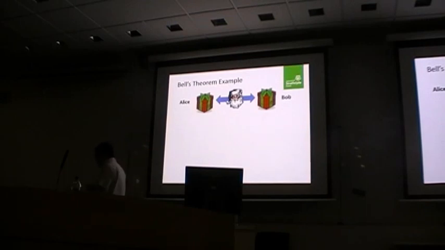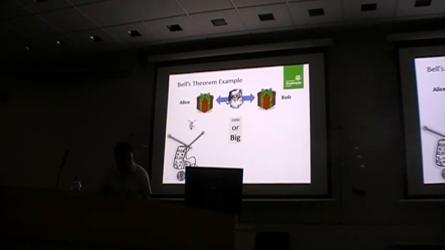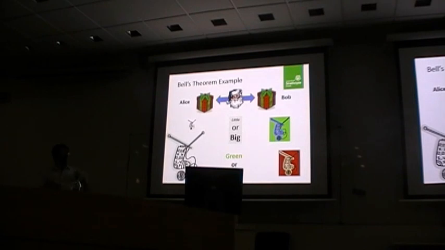Now these are strange socks in that they have two properties of interest. One is the size of the sock, so we have little socks and big socks. But they also have colour. So in this case we've got green or red socks because it's Christmas, right? But they're sort of like quantum socks in the fact that we can never simultaneously measure both the colour and size of the socks.